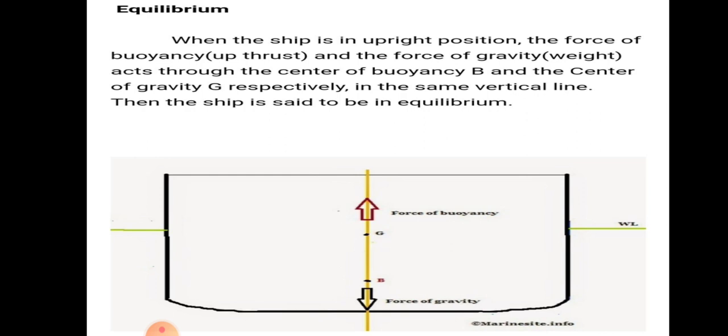In the picture we can see the same vertical line: the force of buoyancy acts upward and the force of gravity acts downward.